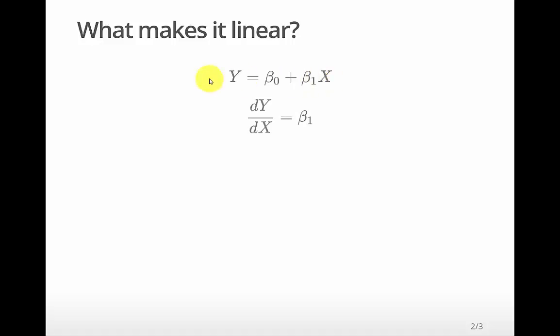If we take the derivative of this, we get an expression for the change in y for a given change in x. And if we work through the calculus here, we end up with beta 1, which is simply a constant. We don't know what that constant is, but it doesn't change. As x changes, the rate of change in y is a constant.